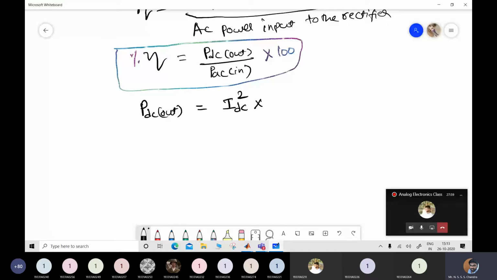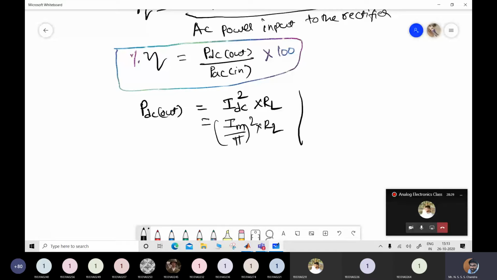Okay. So now tell me what is the value of IDC? Im by pi. So instead of IDC, I'll be writing Im by pi whole square into RL. So we shall keep it aside.